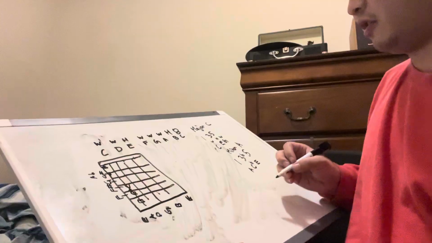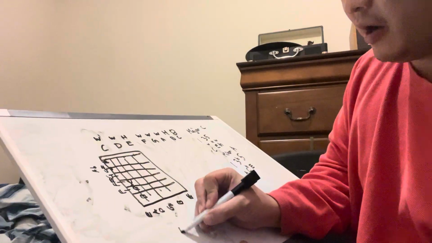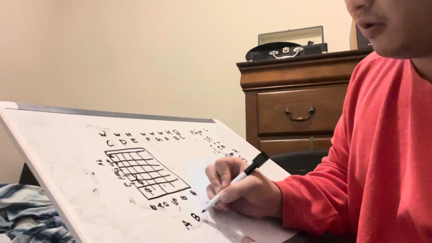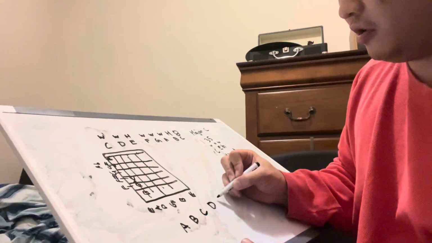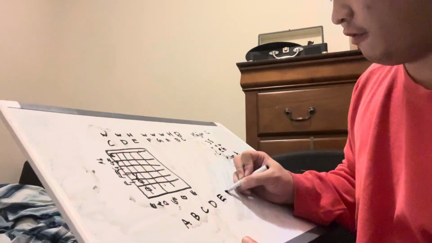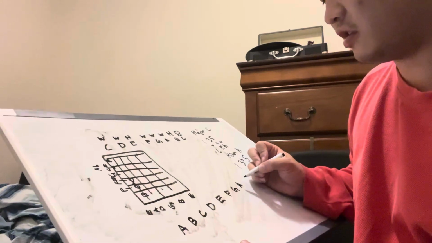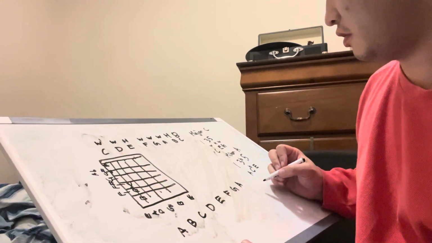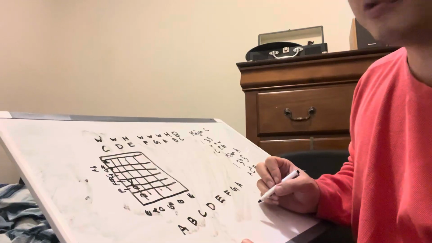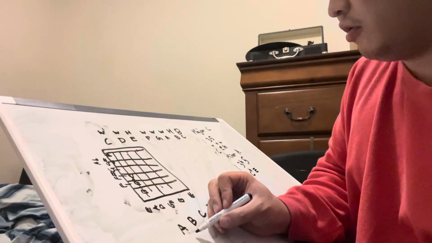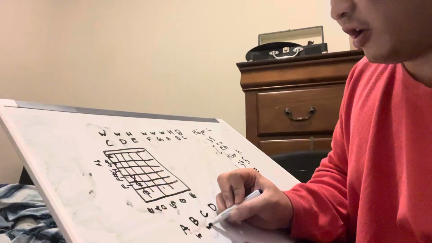If you want to see how the A minor works, A, B, C, D, E, F, G, and then eventually A. This is an A minor. So A minors are usually like whole step. It's the other way around.